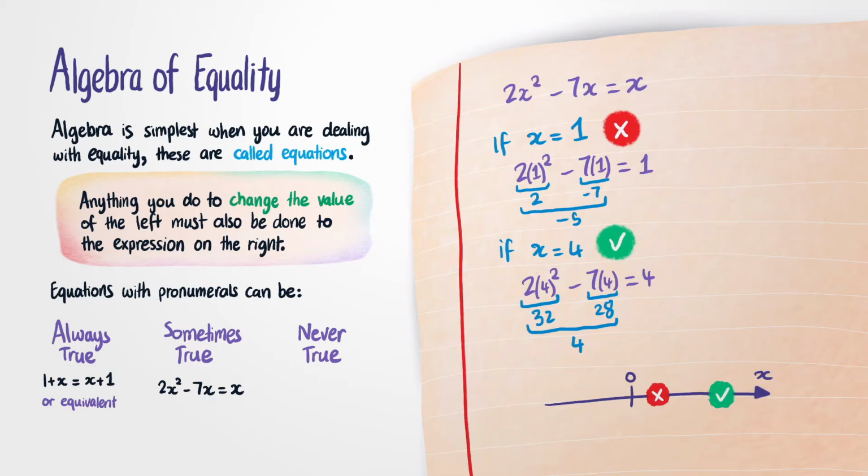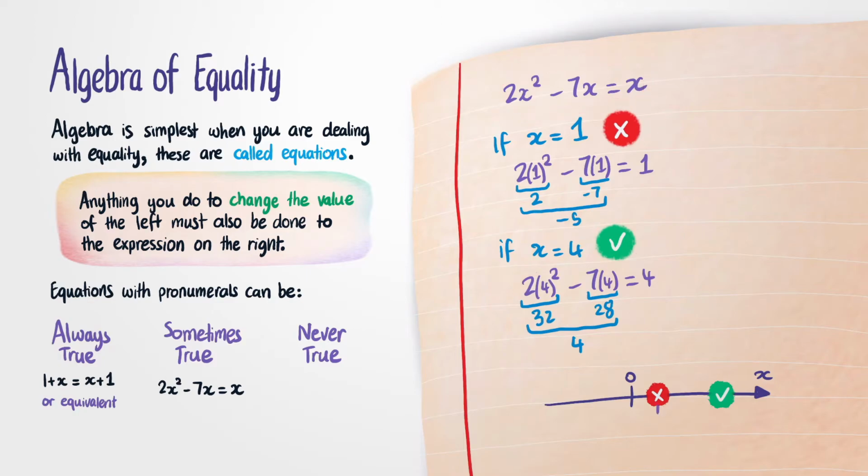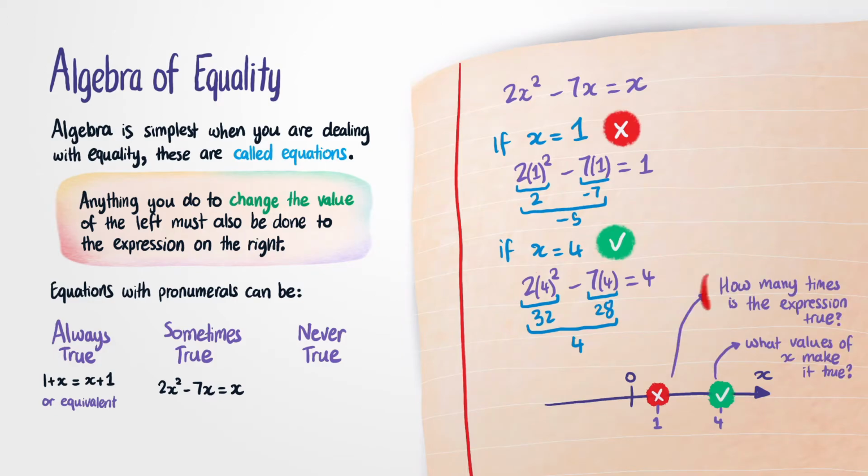Now, as we saw here, this expression is actually false when x is equal to 1, but it's true whenever x is equal to 4. We could go ahead and actually draw this on a number line here. We can see that it's false when x is 1, but it's true when x is 4. So then we come up with 2 important questions here. How often is this true? And for what values of x is this going to be true? How did I find that x equals 4? Now, learning how to actually answer these questions for a whole bunch of different expressions is going to occupy most of the rest of this topic.